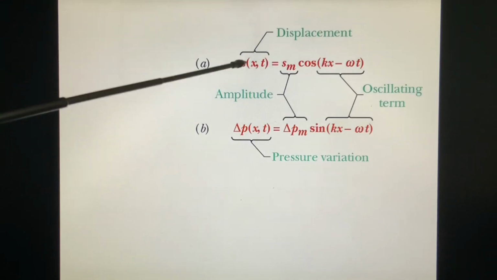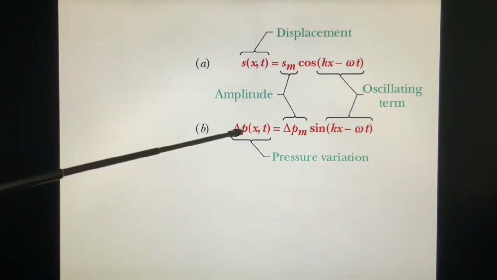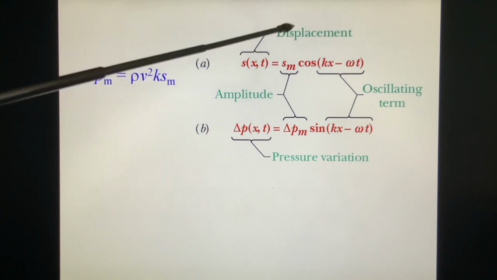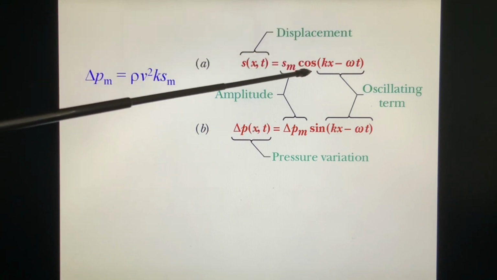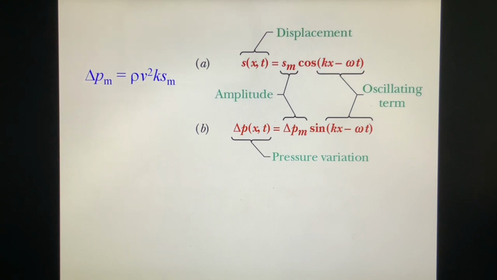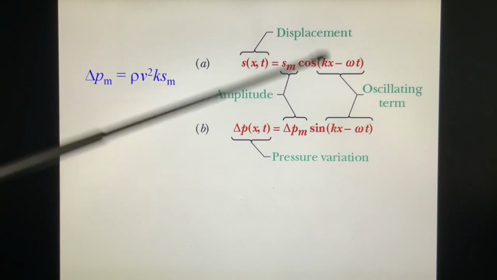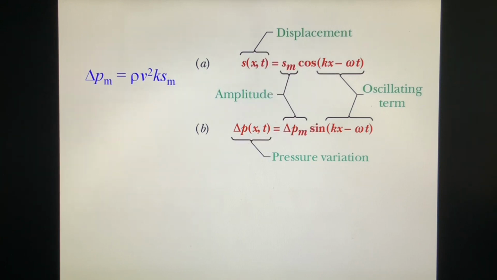This is the displacement of an air element. This is the pressure variation. They are both sinusoidal, cosine and sine. Delta P equals rho v squared k Sm. But when one is cosine, the other is sine, so they have a phase difference of half pi, or 90 degrees.